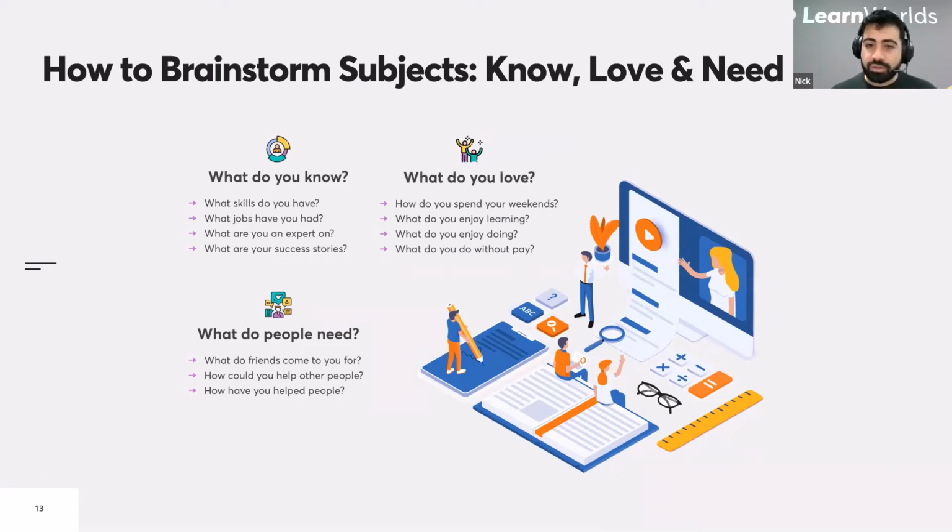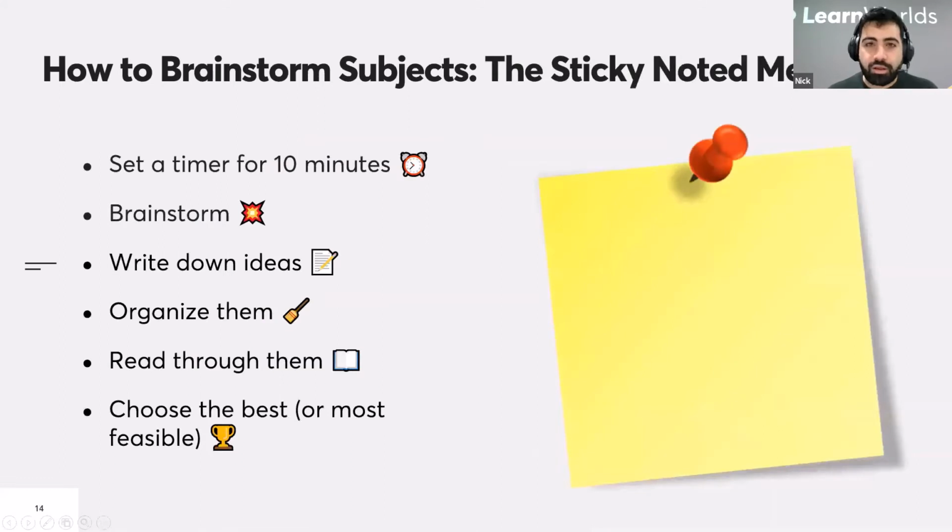So think about this. Moving on to the next slide, we're going to talk about my favorite way of brainstorming. My favorite way is using sticky notes. So why sticky notes? Because I can arrange them, I can play with them. It's more interactive. It's not just a list on your notepad. So you can do it on a list, but personally, I prefer to have sticky notes around.